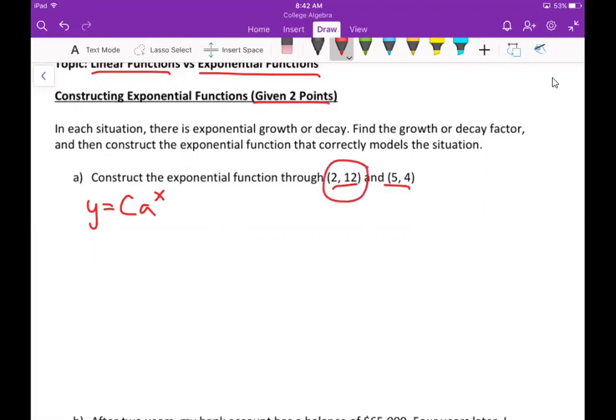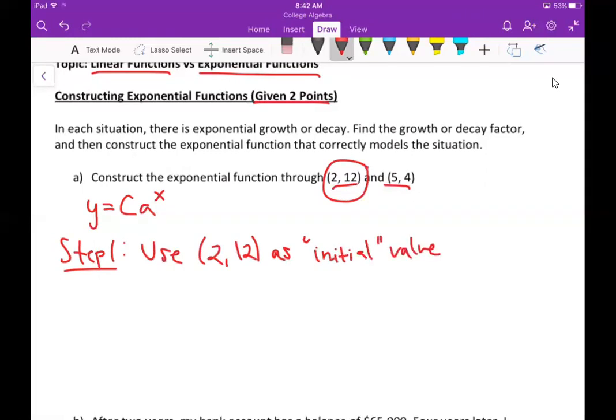So what we do is we say, all right, let's just treat the lower x value point, in this case 2 is smaller than 5, as the initial value. So step 1 is essentially going to be to kind of rig this so we can use it. Use (2, 12) as the initial value. What does this mean? We're going to use that as the initial value, so then we can use (5, 4) as that point we can plug in for x and y.